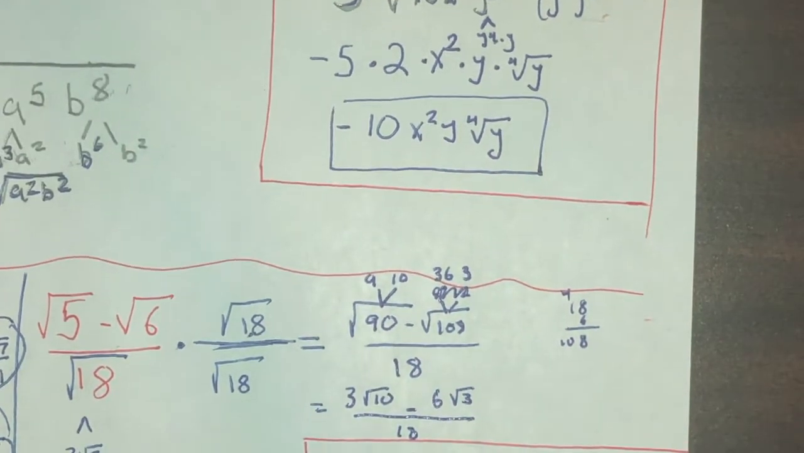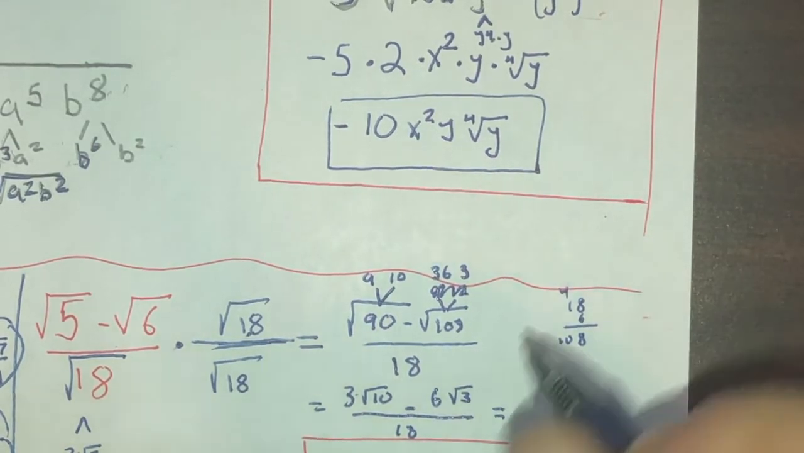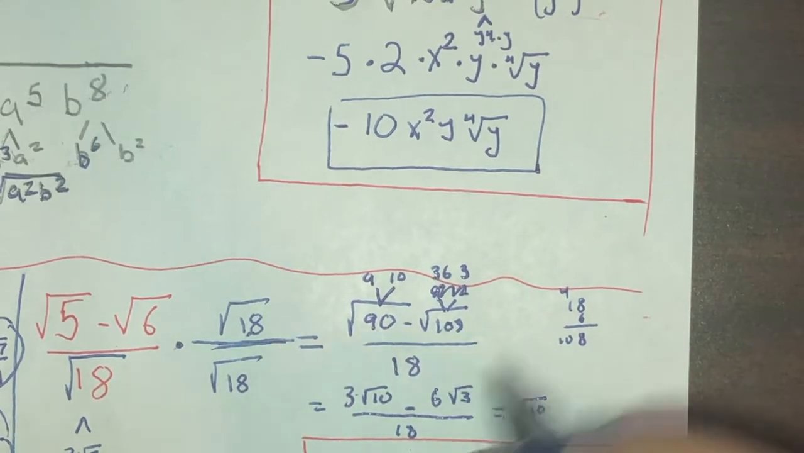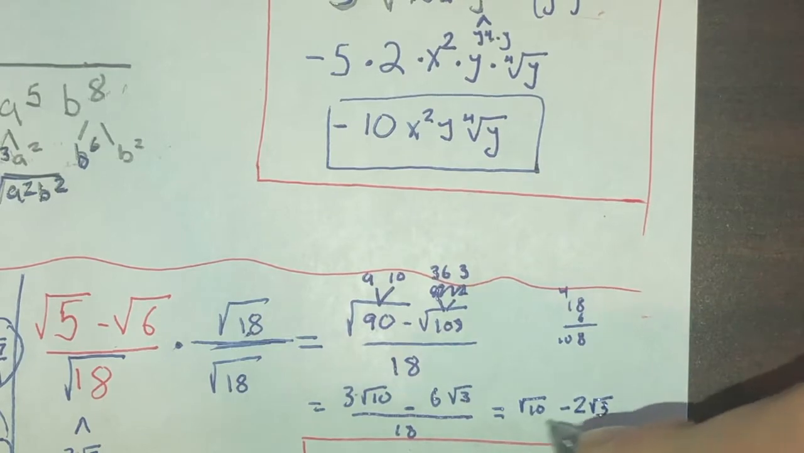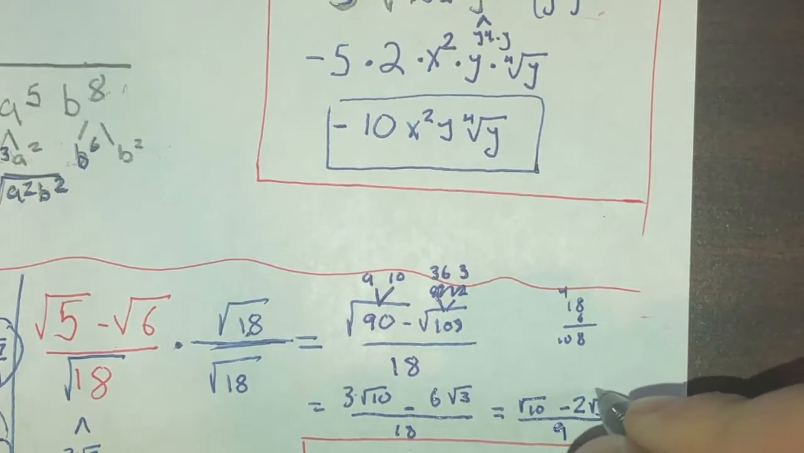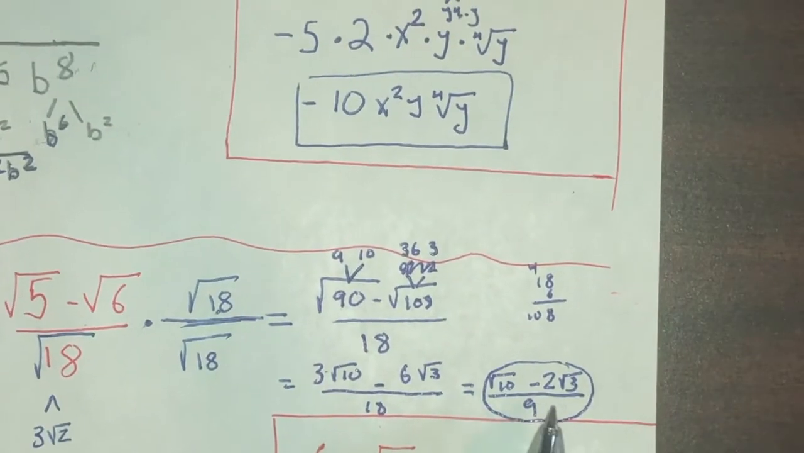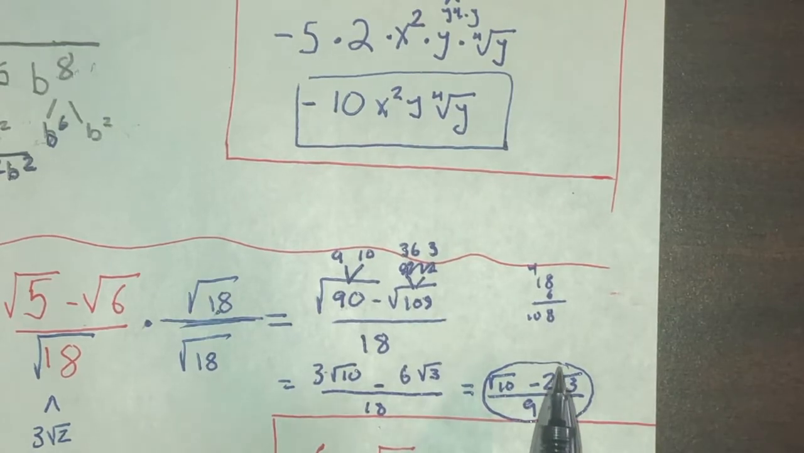Now, can I simplify? Well, yes, 3, 6, and 18 all share a factor of 3. So 3 divided by 3 is root 10. 6 divided by 3 is negative 2. And 18 divided by 3 is 9, okay? Can these be brought together? They cannot, because though they have the same index, they have different numbers under the root. So you get square root 10 minus 2 root 3 over 9.